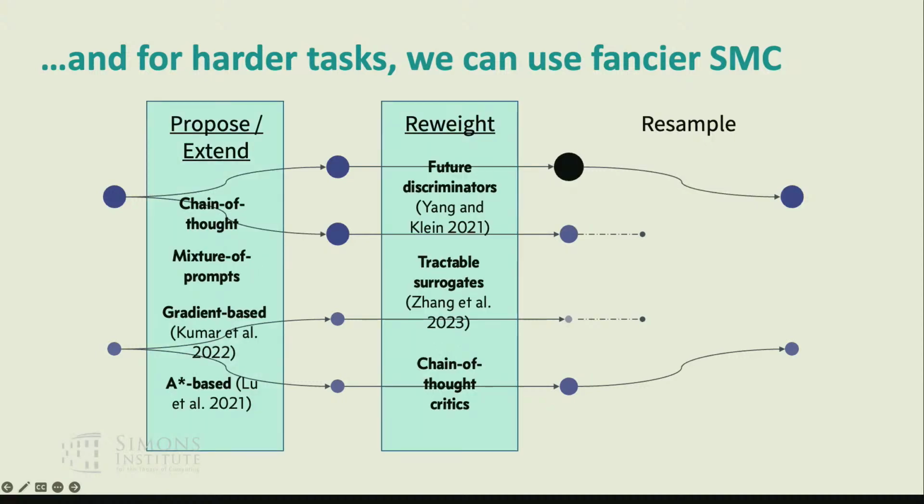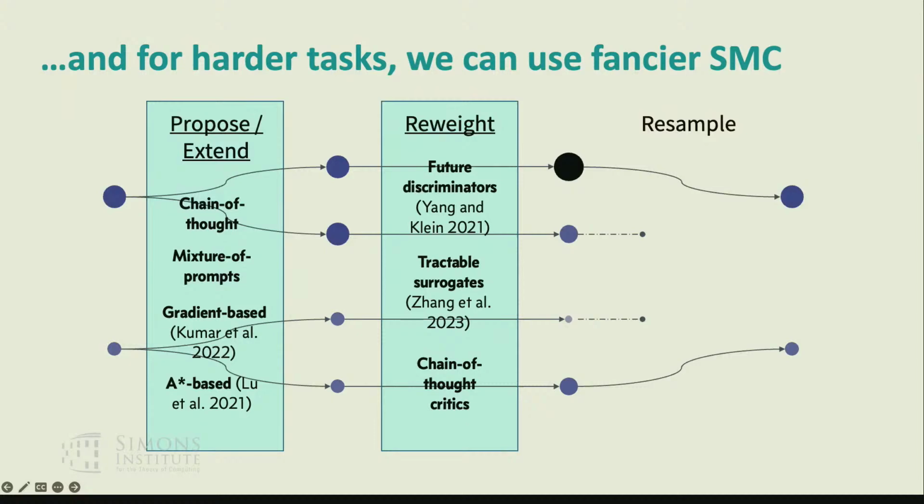Both of these steps can actually be extended in various ways. We can use better proposal distributions and better reweighting strategies that try to guess, okay, are we on the path to getting a good sample here? And we think that techniques that have already been developed in the literature for proposing good things in line with constraints, or discriminating whether we're likely to land in a constraint, could be good ingredients to put here.